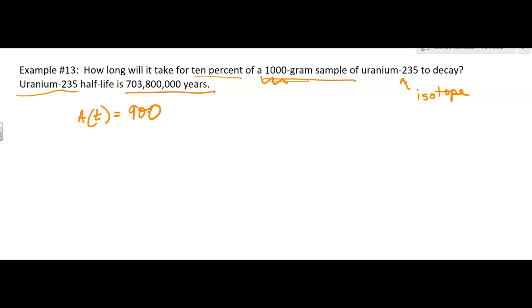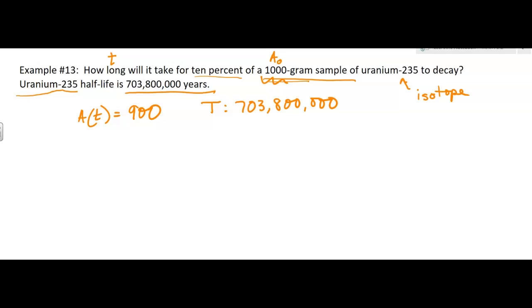We know the half-life. It's that huge number, 703,800,000. Okay, that's the half-life. And we're trying to figure out time, right? How long will it take? We're trying to figure out the little t. We also know how much we're starting with, A sub 0. All right, so let's put this all into the formula.